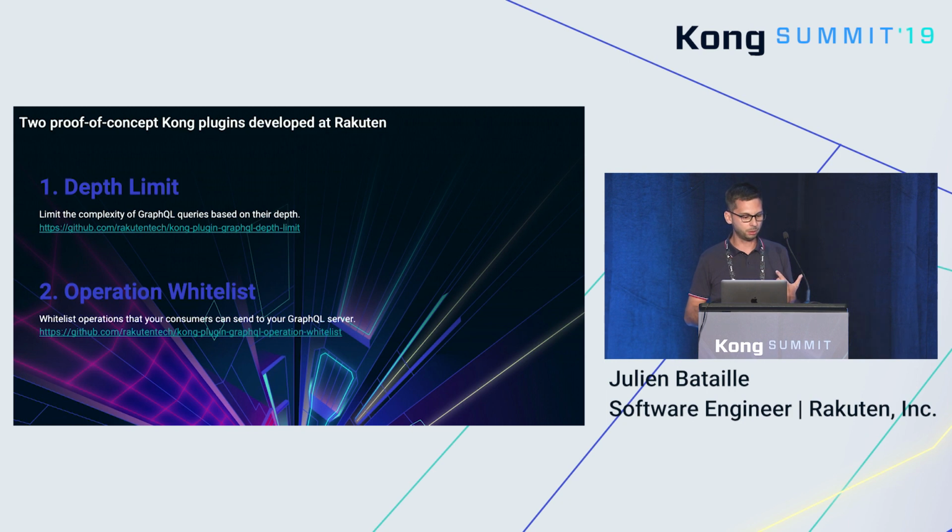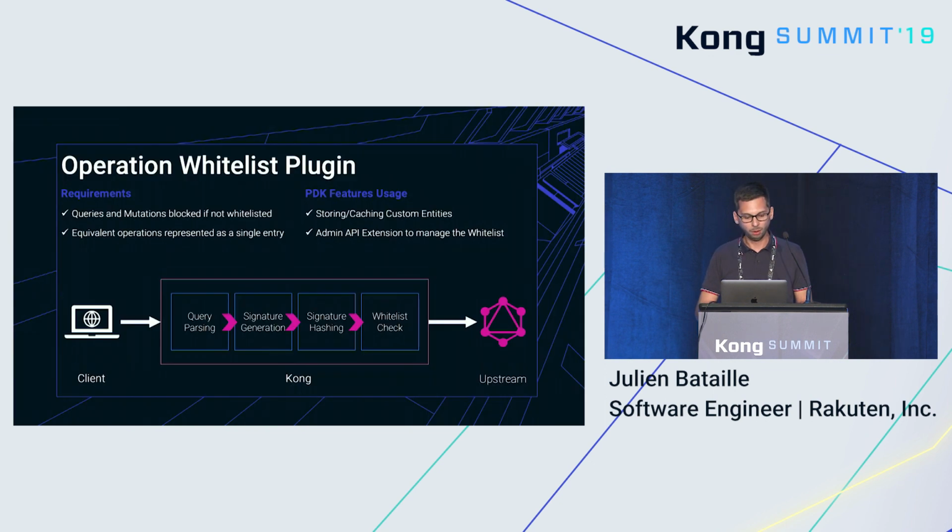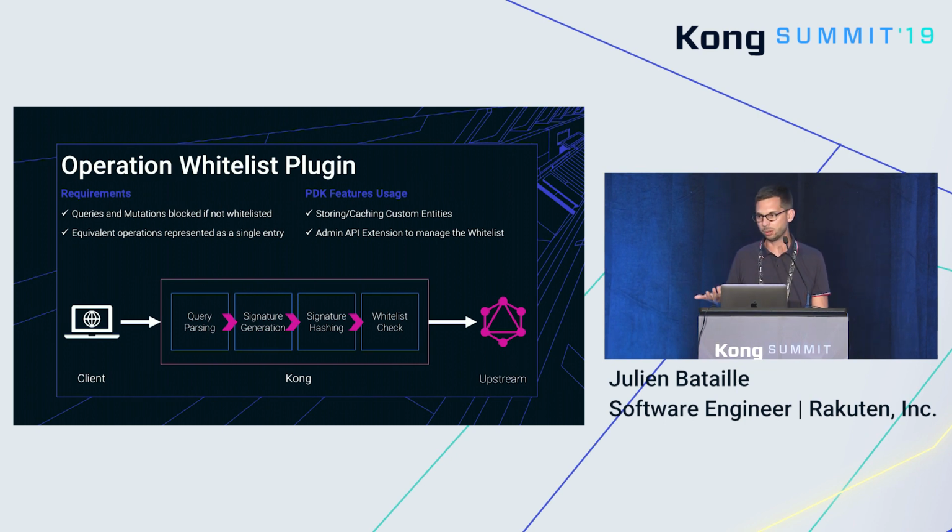The second one is much more complex. It's the operation whitelist, and this is the one I'd like to demo today. A quick word about the requirements we had from our internal team about operation whitelist. The first is we wanted to support queries and mutations. And those queries and mutations, if they are not part of a whitelist, they will be simply blocked by the Kong gateway. It means your upstream will never have to process it.